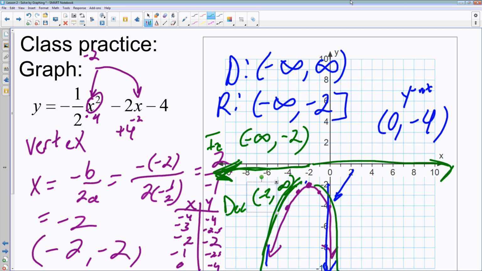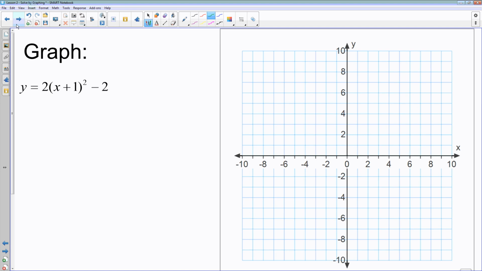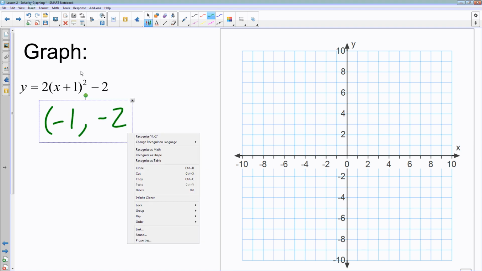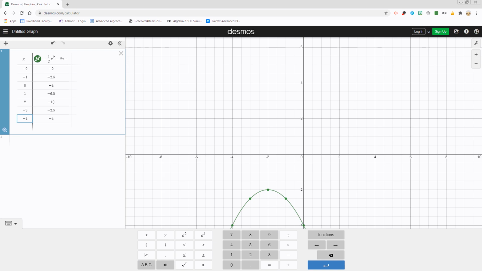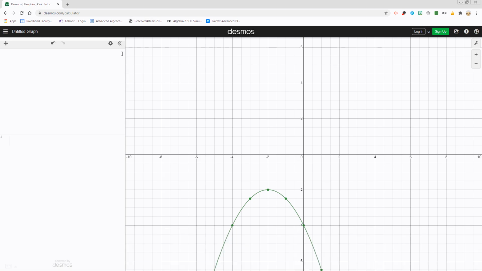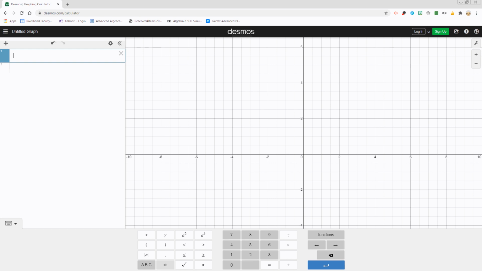Okay. And then our last example was in vertex form. So we don't have to do any math to find our vertex here. The vertex is just (h, k), which should be (-1, -2). Remember, h is always the opposite of what you think. So (-1, -2) is right there. We're going to go over to Desmos again. I'm just going to literally click the X button here, and then we're just going to type in the problem.